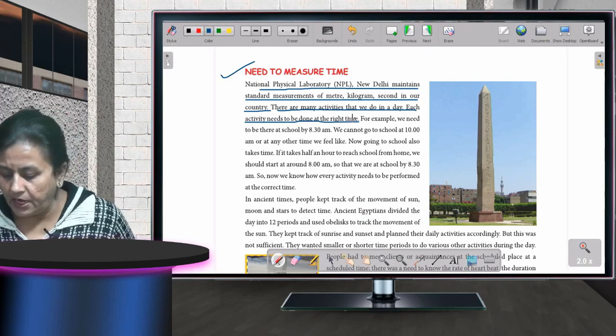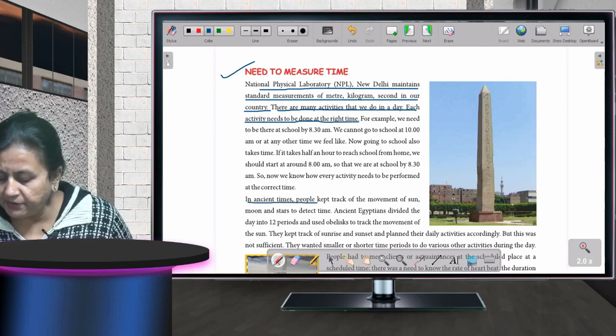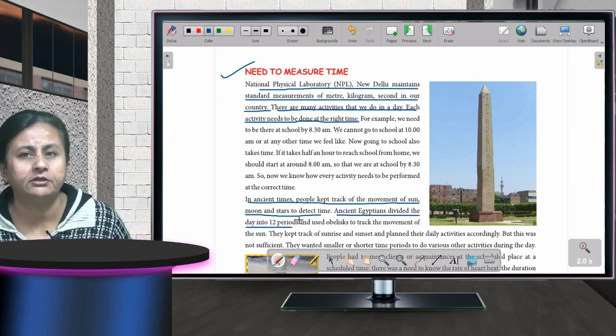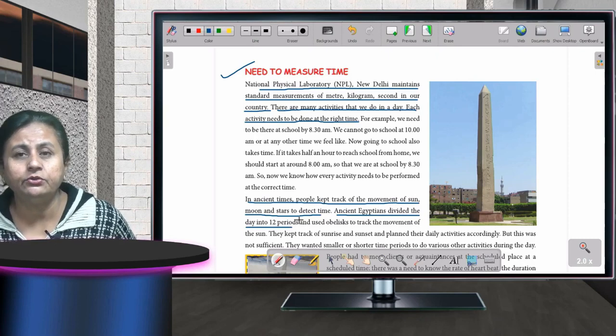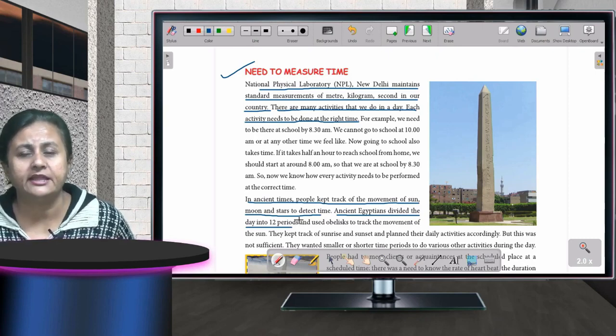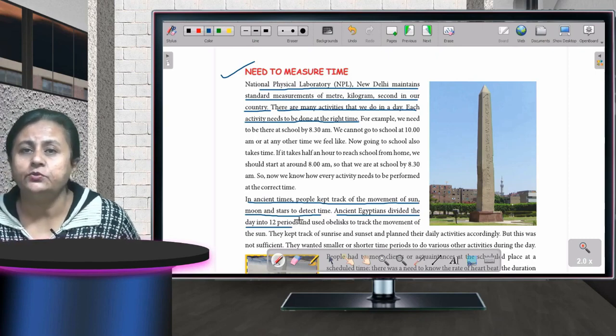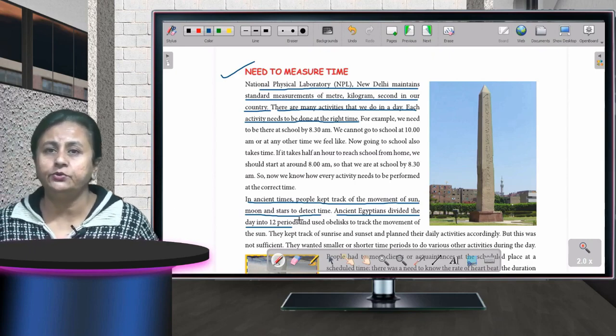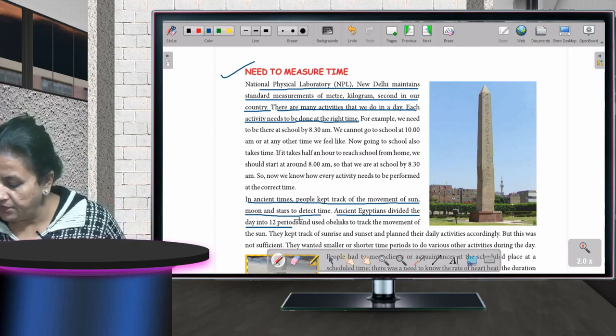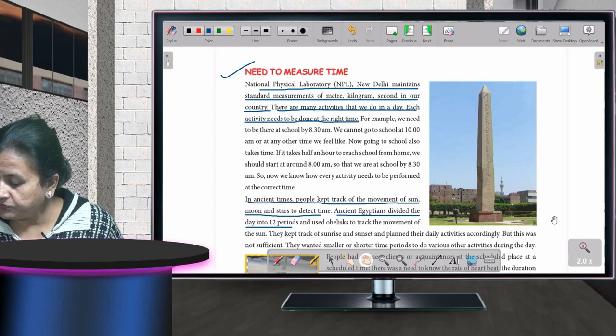Now, in ancient times, people kept track of the movements of sun, moons and stars to detect time. Ancient Egyptians divided the day into 12 periods. But now, our day is divided into 24 parts. That means a day has 24 hours. But earlier during the Egyptian times, the time was divided into 12 periods. Fine, children? So there are many things which are helping us to know the time.